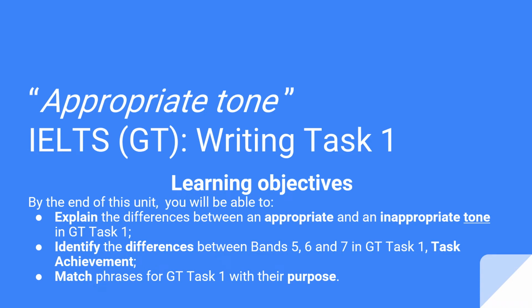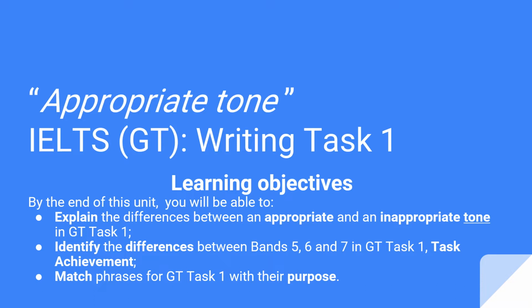Today's learning module is about ensuring you have an appropriate tone, which is an important feature of the task achievement category of Task 1 in the IELTS General Training Writing Test. We have 3 learning objectives in this module.